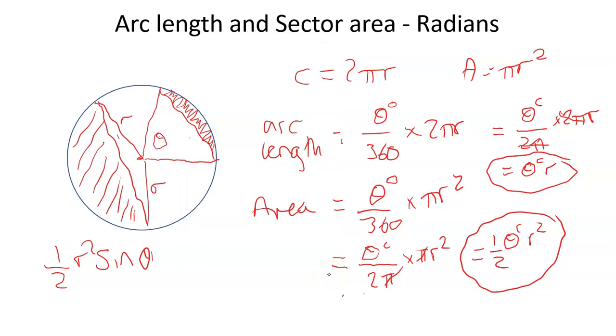And if you want the area of the segment, then it's simply the whole area of the sector minus the area of the triangle that you don't want. And that'll give you the area of the segment.